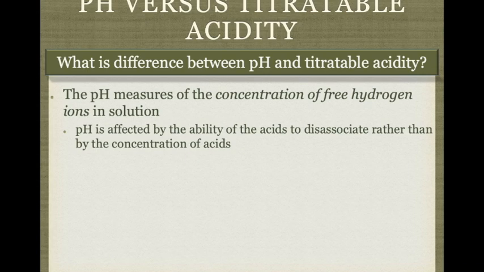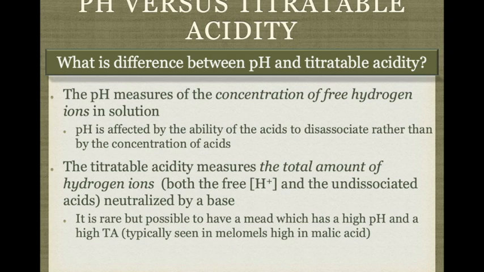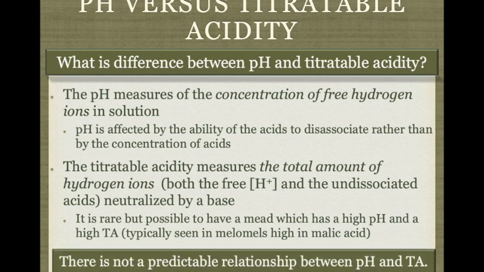So where the pH measures the concentration of the free hydrogen ions, the titratable acidity measures the total amount of hydrogen ions, both the free hydrogen ions that are dissociated, and then the undissociated hydrogen ions, as neutralized by a base, typically sodium hydroxide, that we've titrated. The thing that's important, though, these are different measures of acidity, but even though they're related, they're not necessarily in a linear fashion. It's not a predictable relationship.